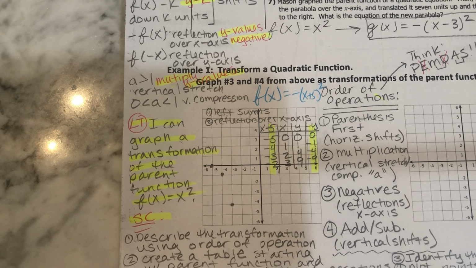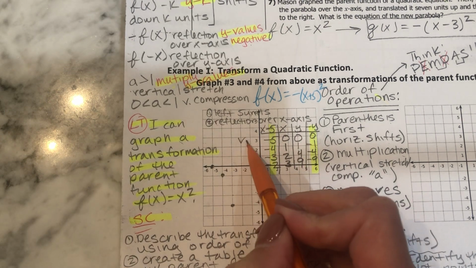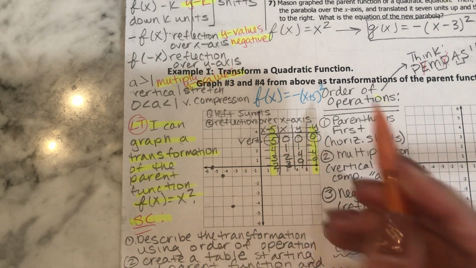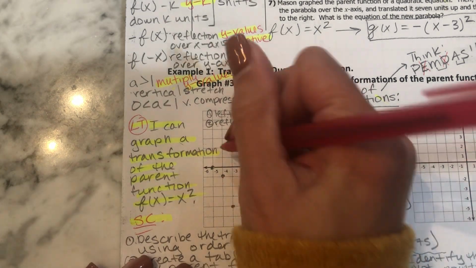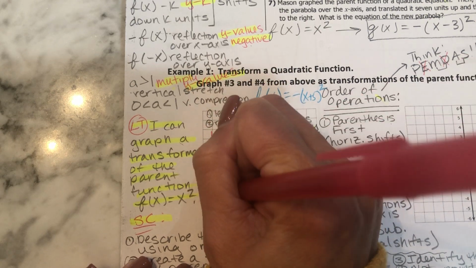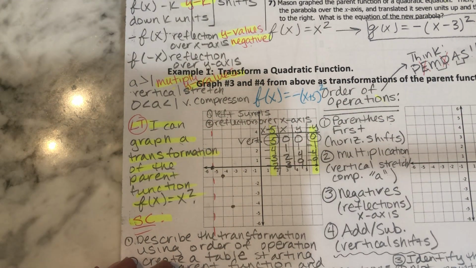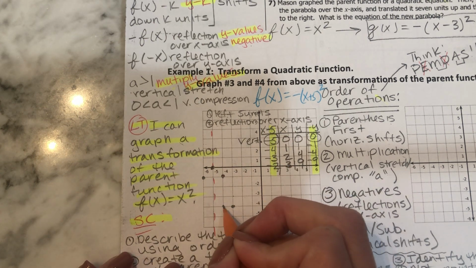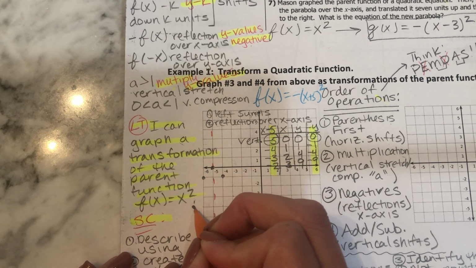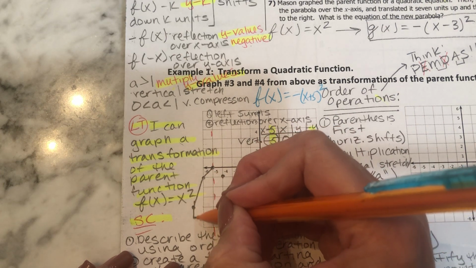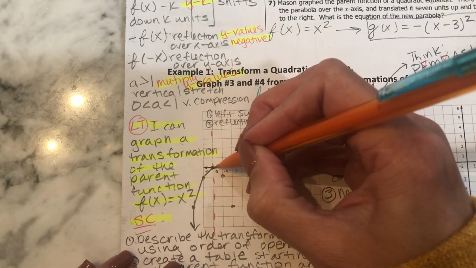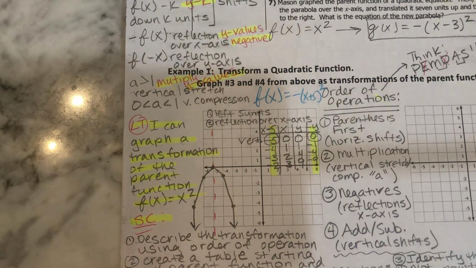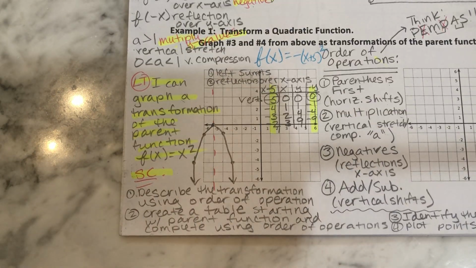So my vertex was at negative 5, 0. So I know that that's going to be my axis of symmetry here. And then I can just reflect the points. And that makes your parabola. All right. I know that was a lot, so let's try another one.